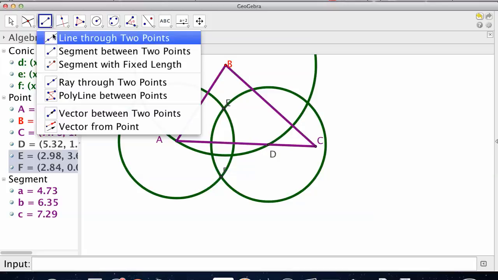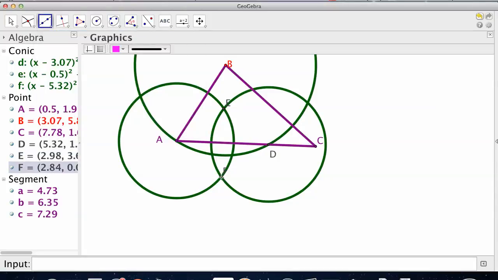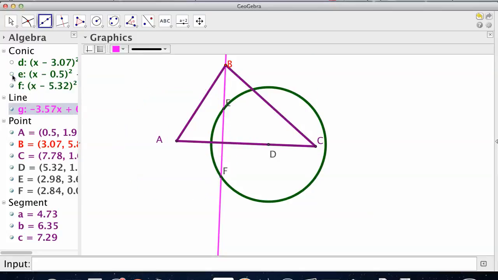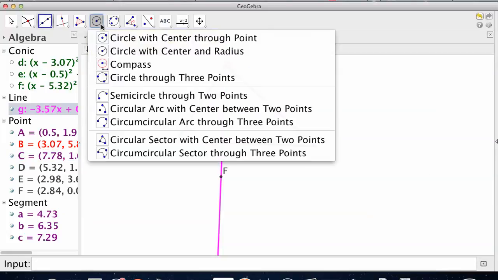And we need to draw a line. That line happens to go up through B. Yay. That is an altitude. Well, that is where the altitude goes. The altitude actually goes from B to a point right here on this side. All right, so now we have to do that again. I'm going to hide those circles. We have to draw the altitude from C over to AB.